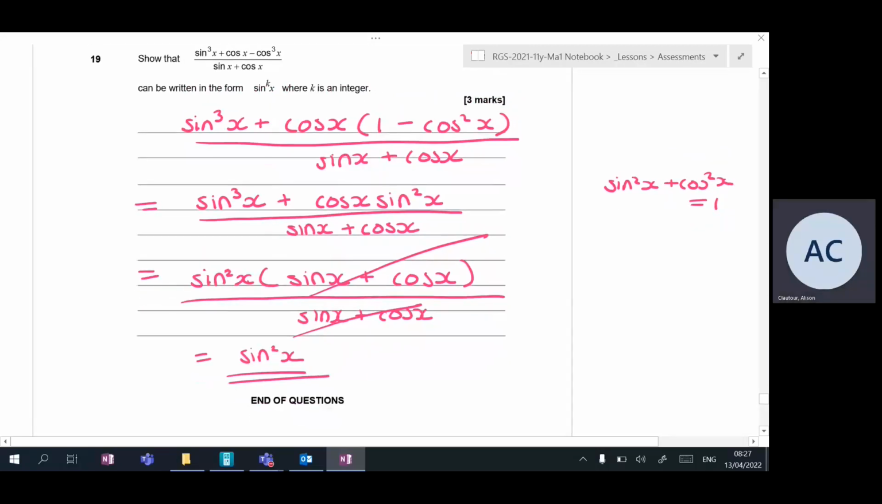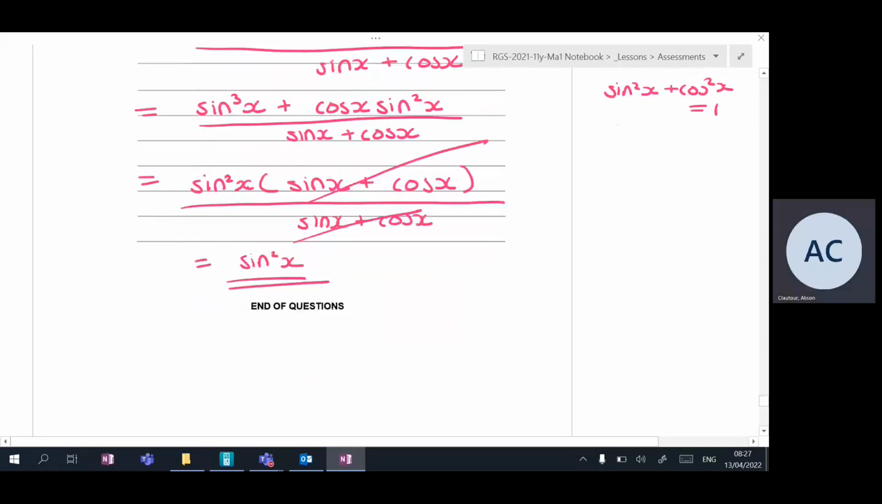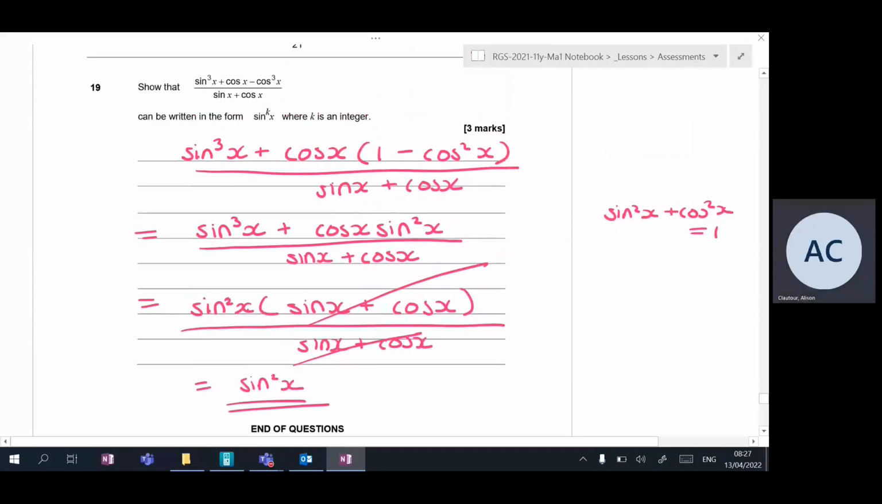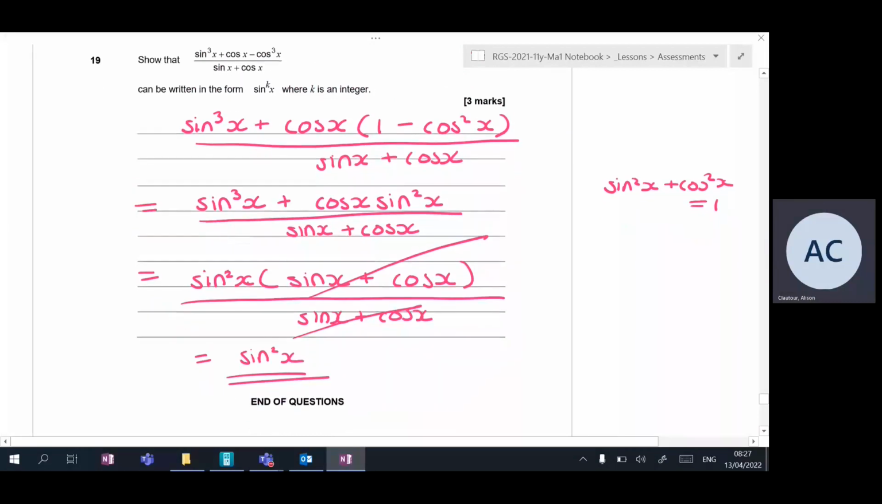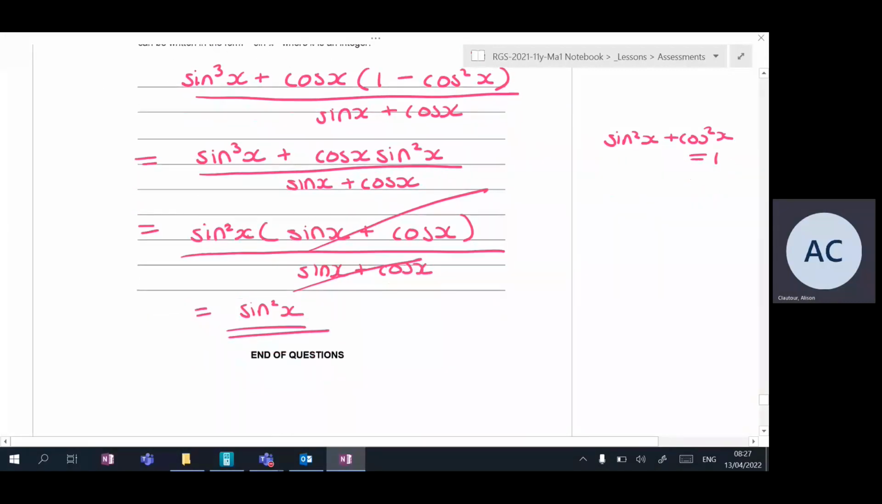So as far as identities go, that is quite a tricky one because you have to really spot that beginning part with this last two terms on the numerator. Okay, but it is a question 19, it is the very end of the paper, so obviously it's going to be your grade 9 further maths GCSE question. It's going to be tricky. Okay, and that is the end of this paper. Hope you enjoyed.